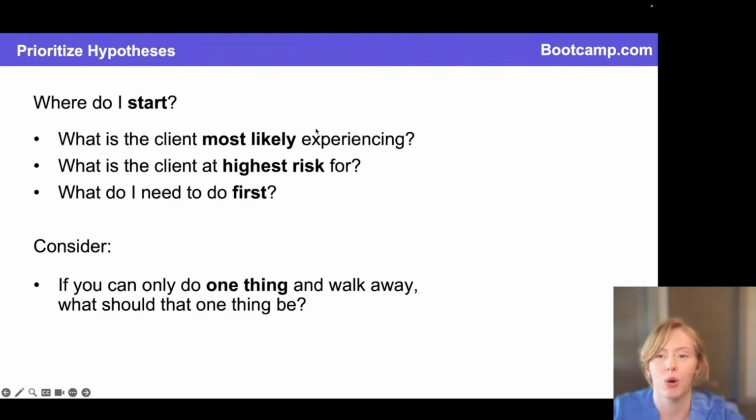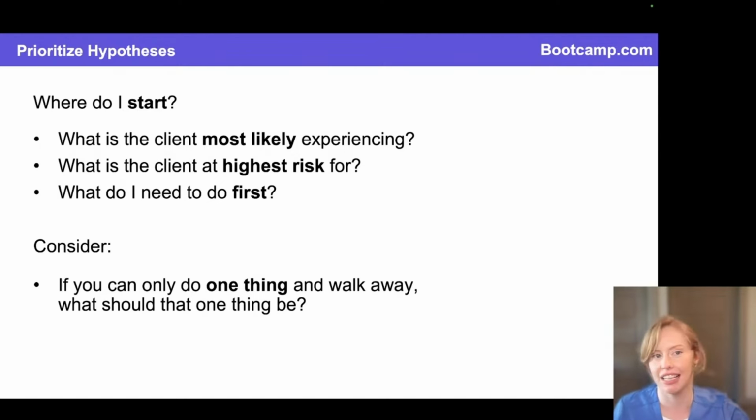Step 3, which is prioritizing hypotheses. Again, with the prioritization, this is always, always so important. And for step 3, we need to figure out, where do I start? And the NCLEX might ask you this as, what is the client most likely experiencing? Or are they at highest risk for?